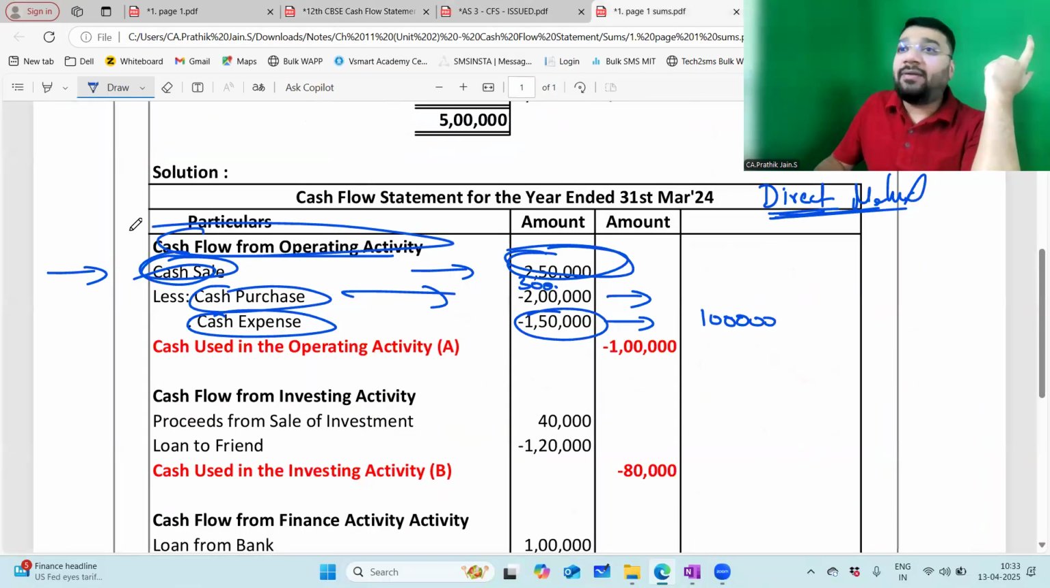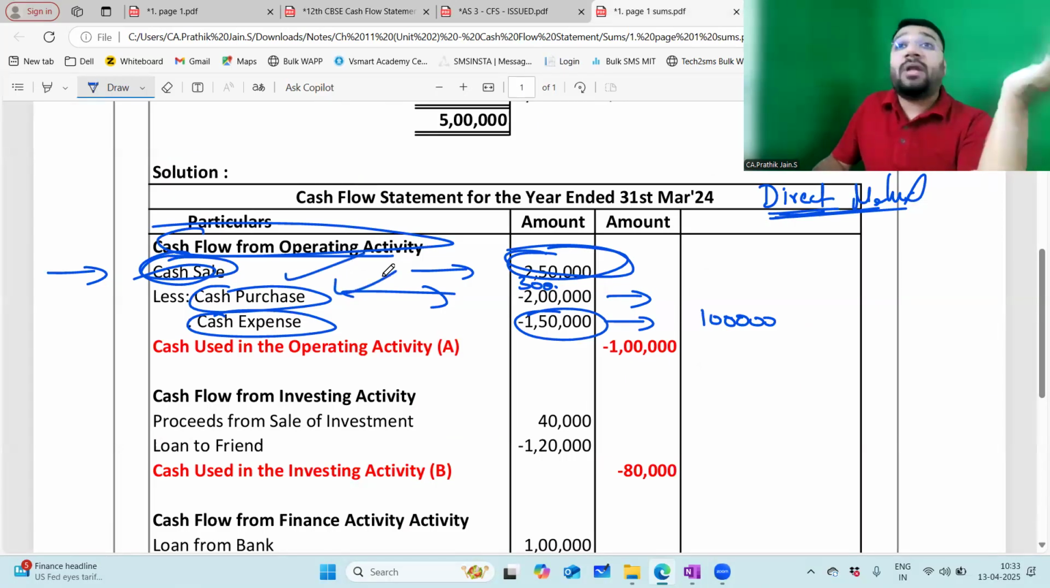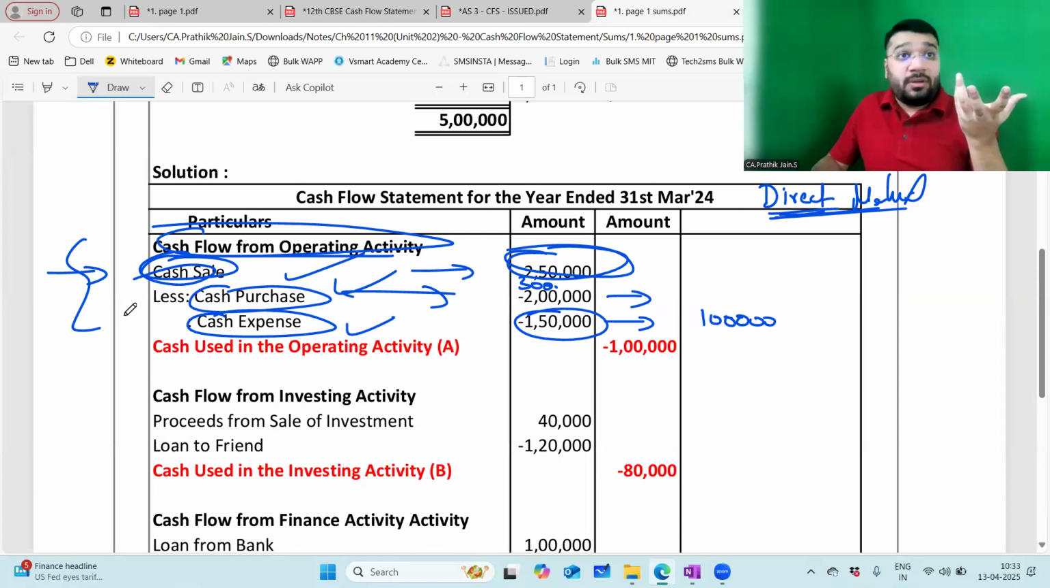Cash flow from operating activity. So much is cash sales. So much is money received from debtor. So much is money paid to creditor. So much is cash purchase. So much is the salary outflow. So much is the stationery outflow. Like that, I can have category-wise information. So please tell me, for a person who does not know the cash flow statement, which method looks more digestible?